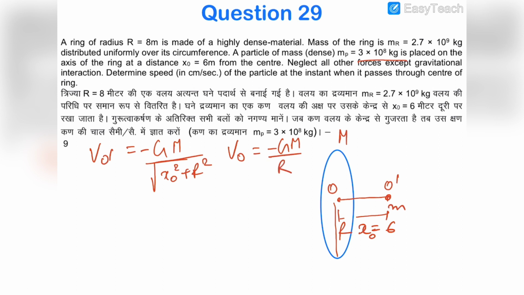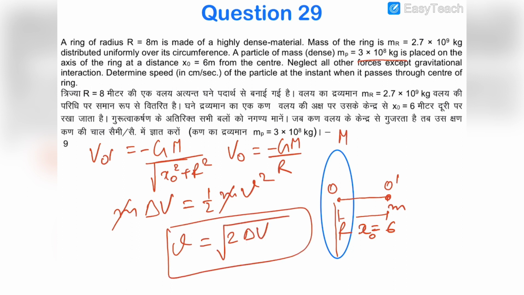Okay, and we know that m delta V will be equal to half m v square, where v is the velocity, so the velocity will be equal to root of 2 into delta V. We have already calculated the delta V. You can substitute the values and the answer would be 9. Now let's move on to the next question.